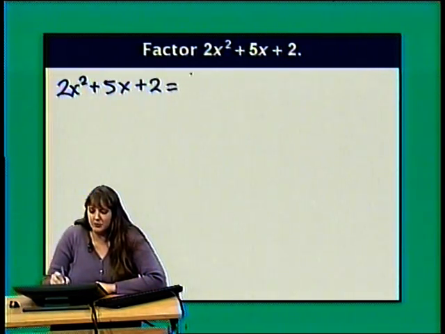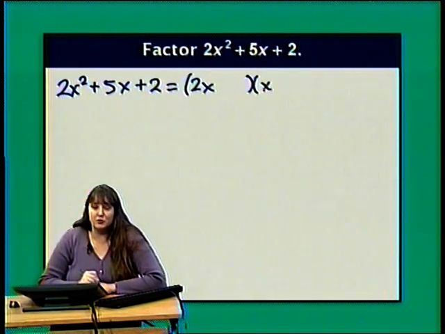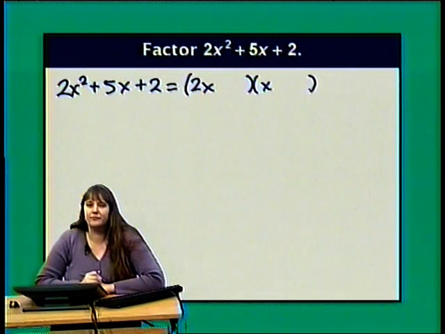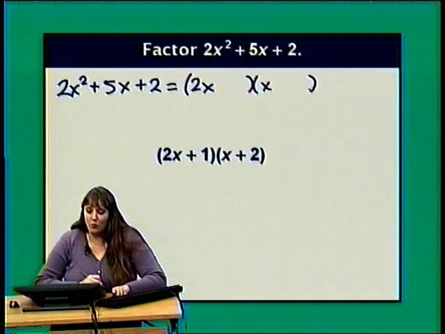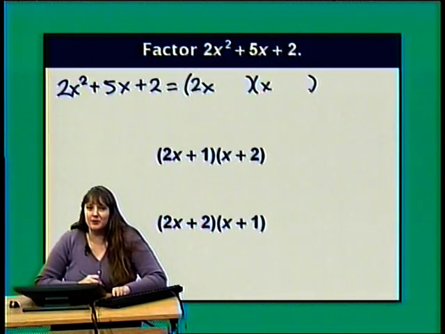So I can get 2x squared by making my first terms in my binomials 2x and x. Looking at my constant 2, again, the only way I can get a positive 2 using two positive integers is 2 times 1. But again, it makes a difference which order I put these in. So I can put the 1 with the 2x and the 2 with the x, or I could put the 2 with the 2x and the 1 with the x. Let's look more carefully at the second choice.